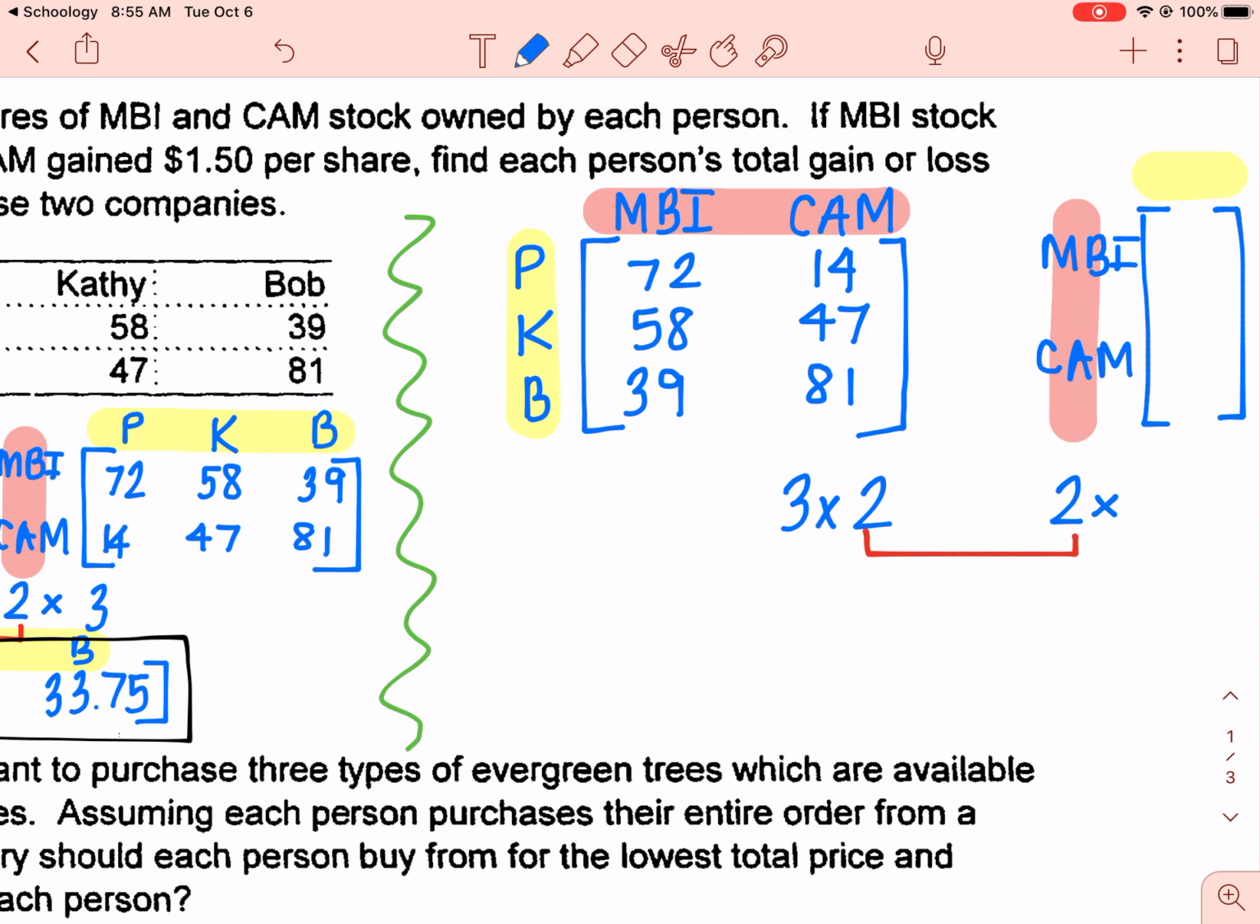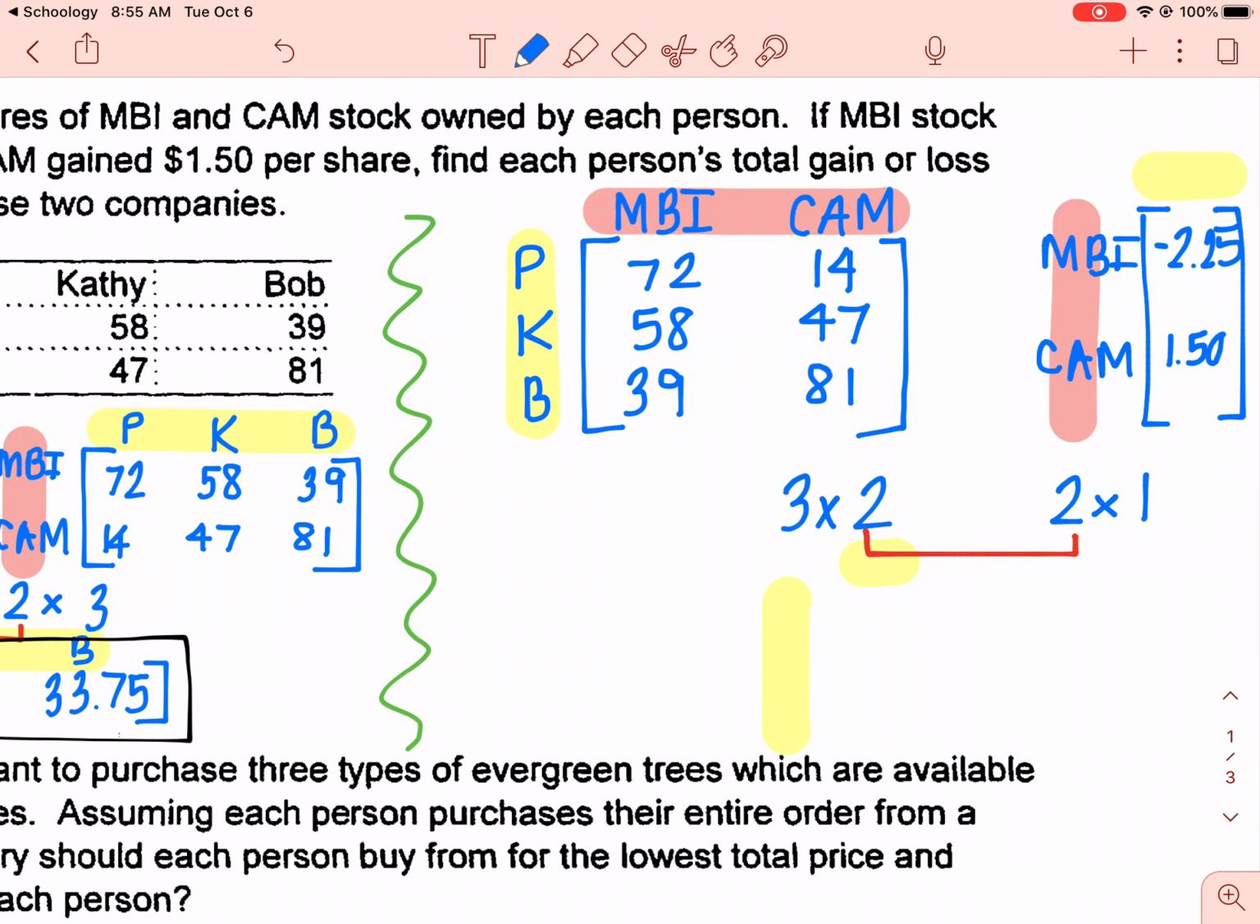Well, MBI lost 2.25. CAM gained 150. So this is a 2 by 1. The result will now be a 3 by 1. I'm going to have Peter, Kathy, Bob compared to money.